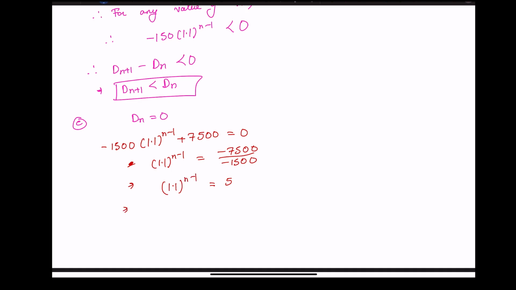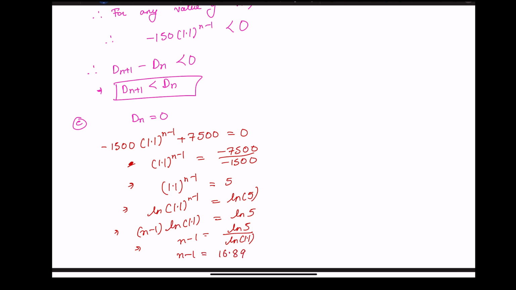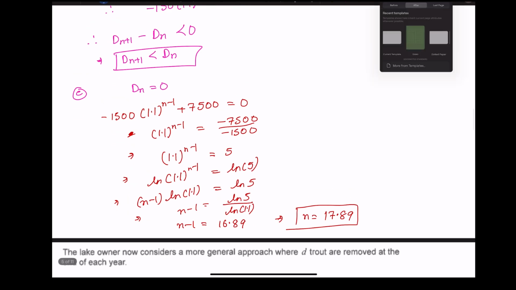Now if I take ln on both sides, 1.1 to the power of n minus 1 equals 5, so n minus 1 times ln 1.1 is ln 5. From here, n minus 1 is ln 5 divided by ln 1.1, which gives you 16.89. So n minus 1 is 16.89. From here I can write n equals 16.89 plus 1, which is 17.89. So the answer would go like this.